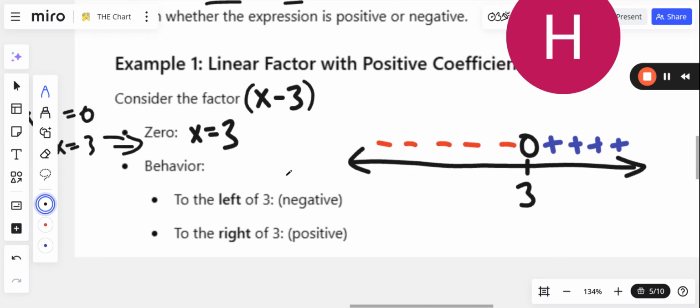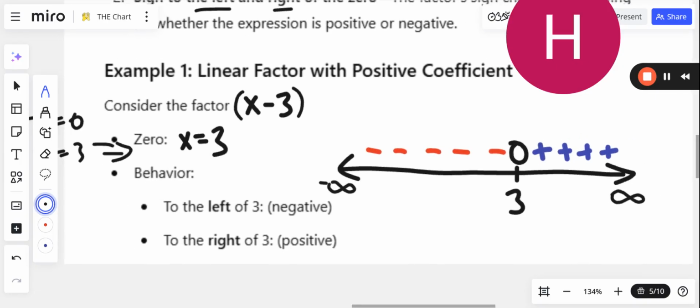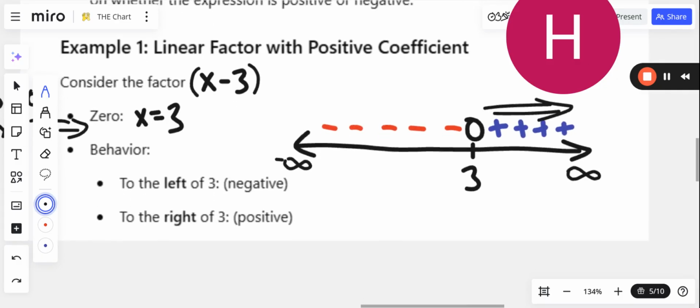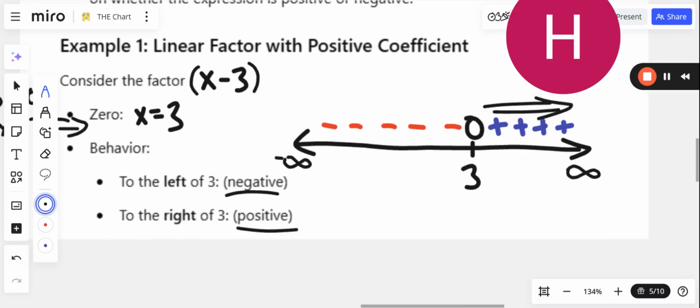On this number line, which goes from negative infinity to infinity, I want you to realize that if I plug in 3, I get 0. If I plug in anything bigger than 3, I get a positive, because if I plug in something bigger than 3 and then subtract 3, it's going to be positive. I don't really care what the exact number is, I just care that it's going to be something positive. And if I plug in less than 3, like 2 or even 2.9, and subtract 3, that's going to give me a negative. So the basic pattern is that to the left, it's negative, and to the right, it's positive.